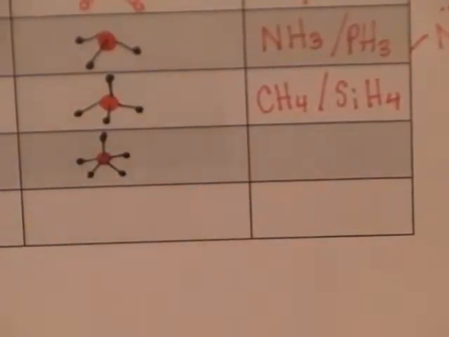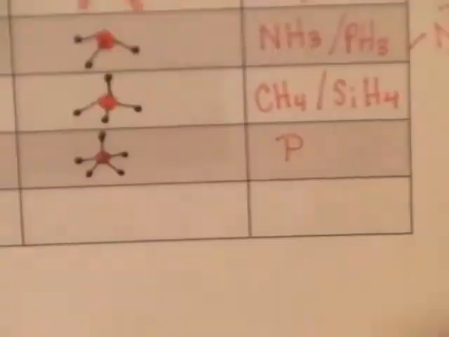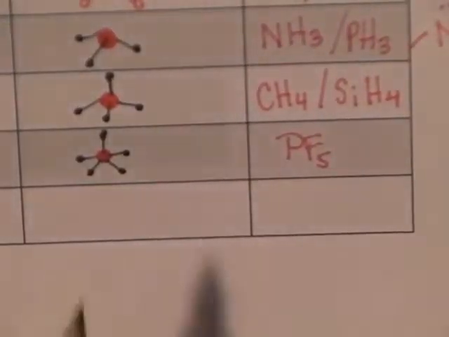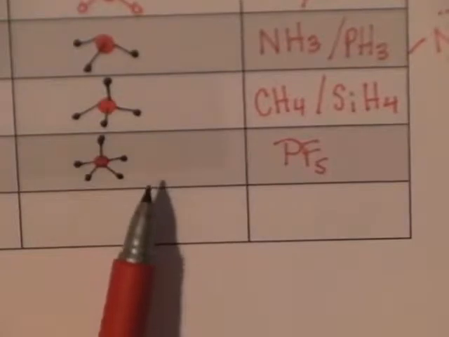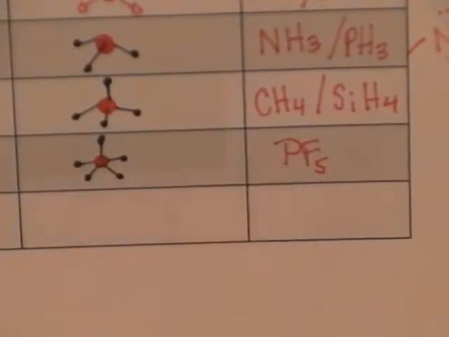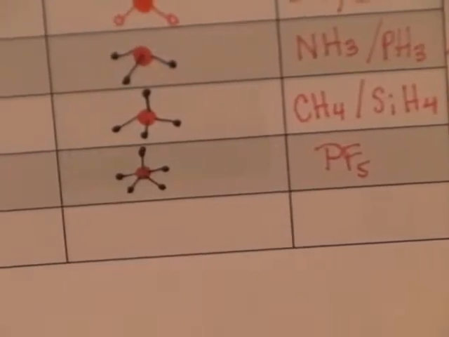Who is the one element we know that can break the rule and form 5 bonds? Hopefully you're all remembering from when we talked about Lewis structures that phosphorus breaks this rule. So this could be something like PF5, phosphorus in the center and then 5 fluorines bonded around it. But this center must be phosphorus. Phosphorus is the only one that can do that. So if you want to make a note somewhere that this must be phosphorus, then go ahead and do so.